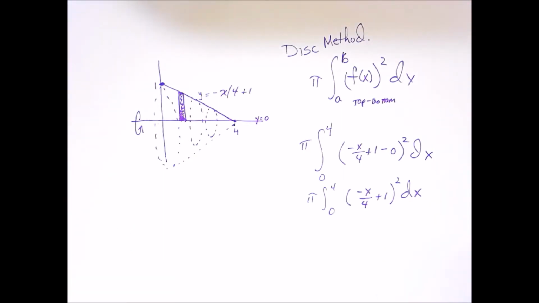Let's integrate it. How do we integrate it? What's your u? The negative x over 4 plus 1. What's your du? What's the derivative of this?